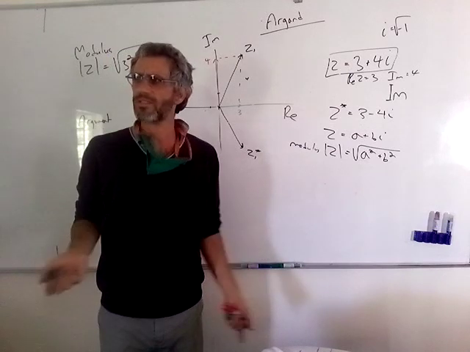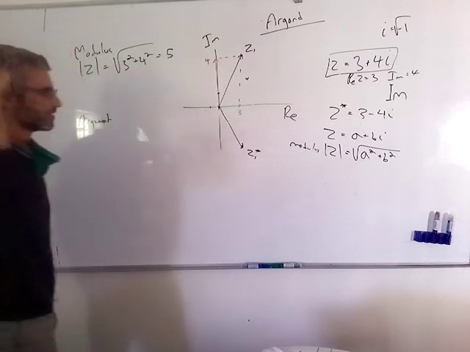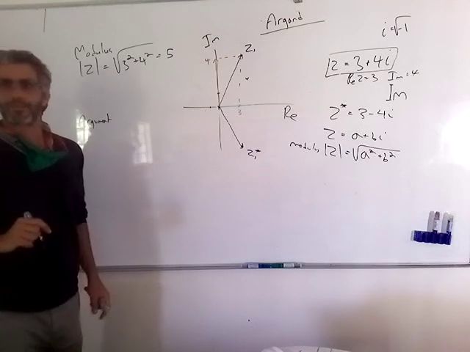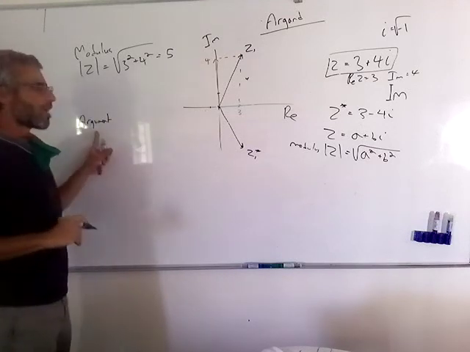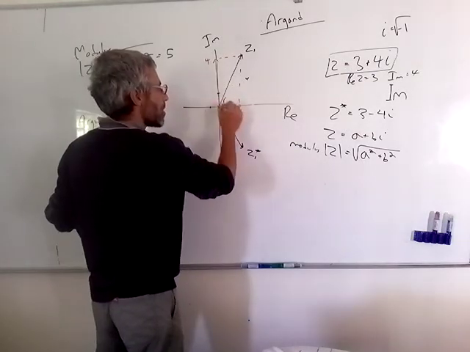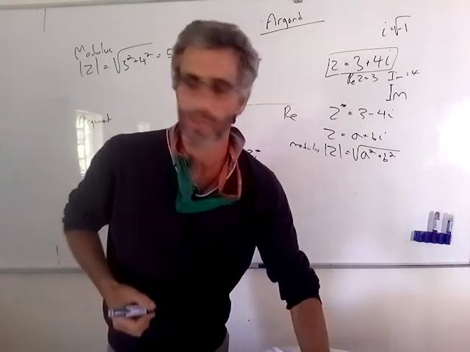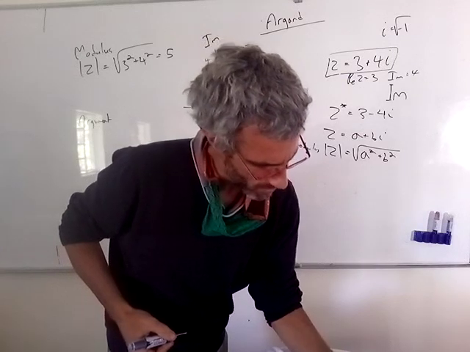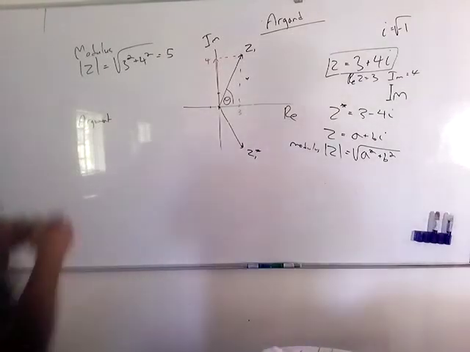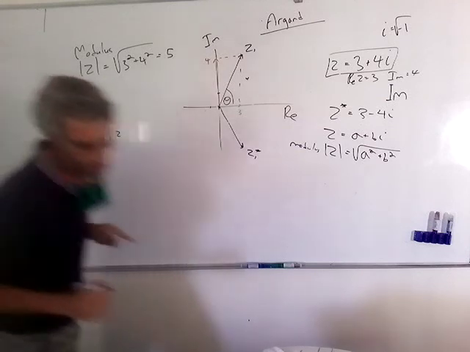What does it mean, the size? It only makes sense in this kind of representation. So modulus is size, like the length of the vector. Meaning the argument will be the direction, and we always measure the angle. The convention is from the x-axis. The symbol for argument is arg z.